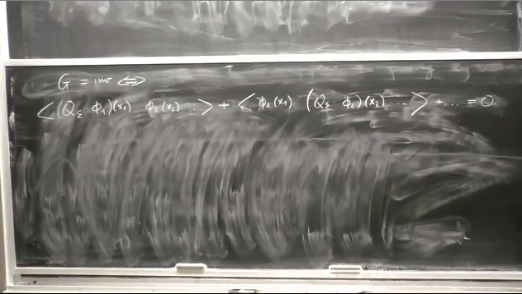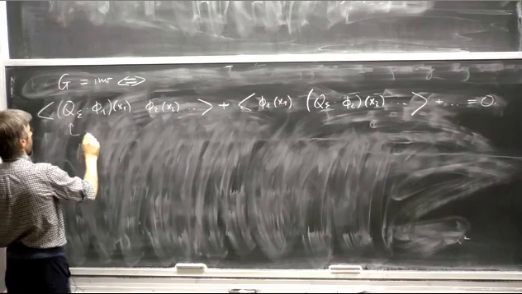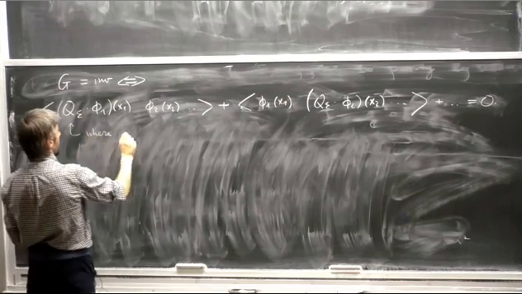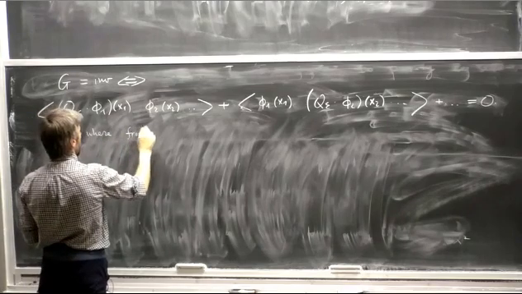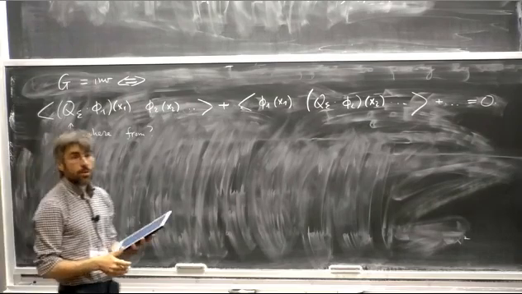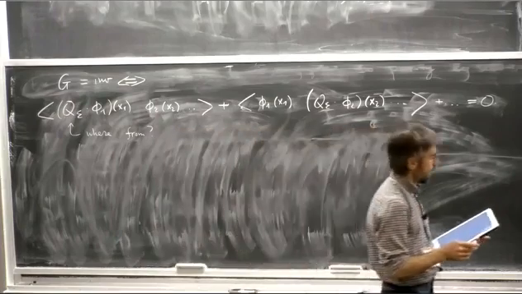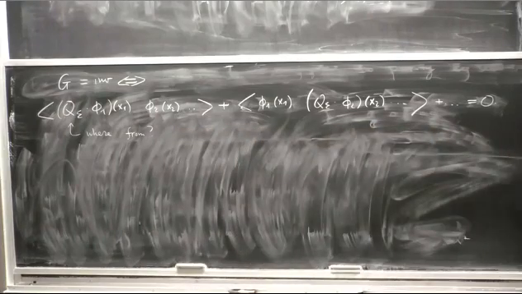So what we have to do is explain where these q epsilons come from. That's going to be our next task. Any questions?